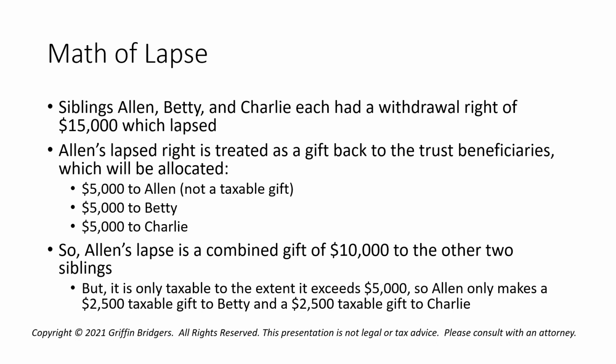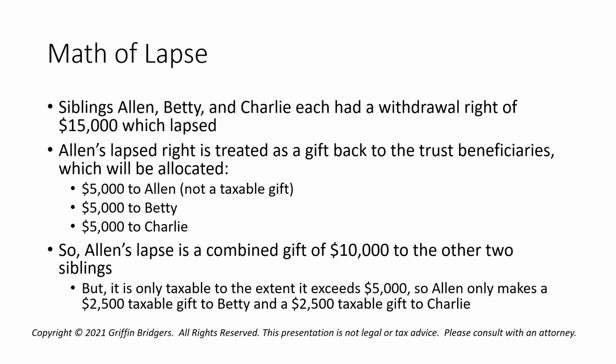But we're going to look at a quick example here. We're going to assume we have siblings Alan, Betty, and Charlie, and they each have a withdrawal right of $15,000, which lapsed. So Alan's lapsed withdrawal right will be treated as a gift back to the trust beneficiaries, and it's allocated really $5,000 to Alan, $5,000 to Betty, and $5,000 to Charlie, assuming they're the only withdrawal beneficiaries and assuming there are no other beneficiaries of the trust involved.